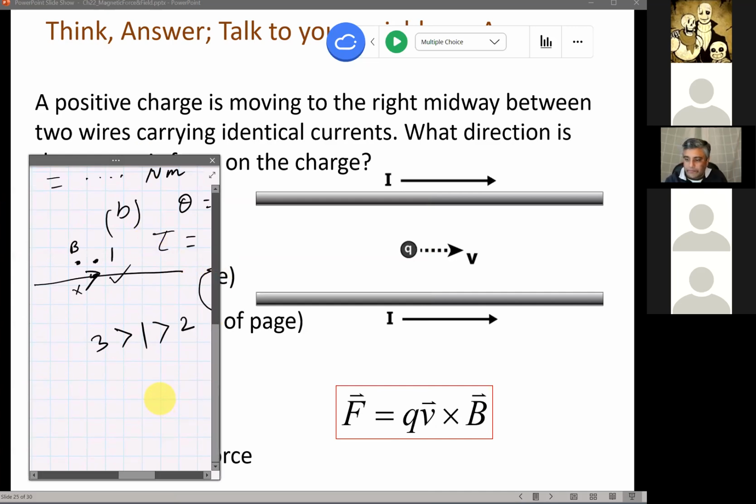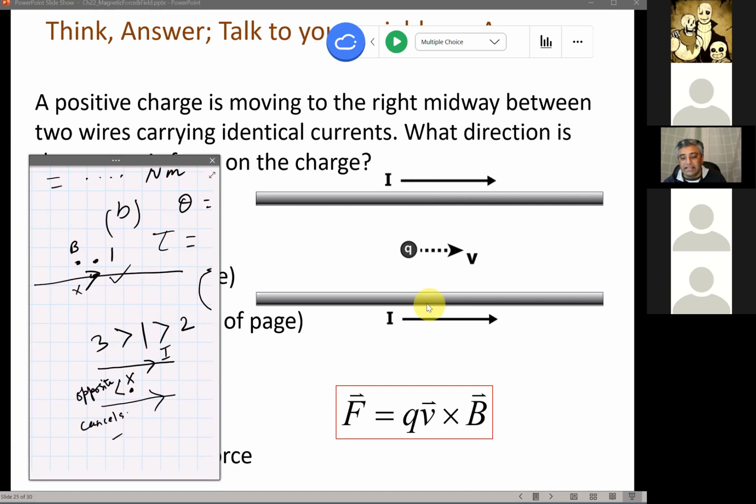So first, let's start by looking at the field due to each wire. So this is going like that. Looks like it's going in at that point, right? And over here, hey, coming out. Opposite. Cancels.